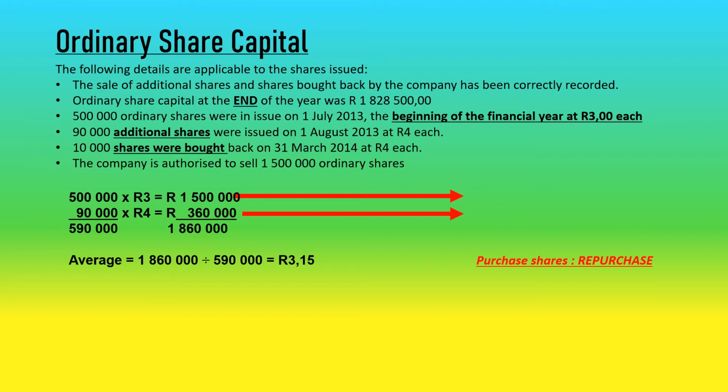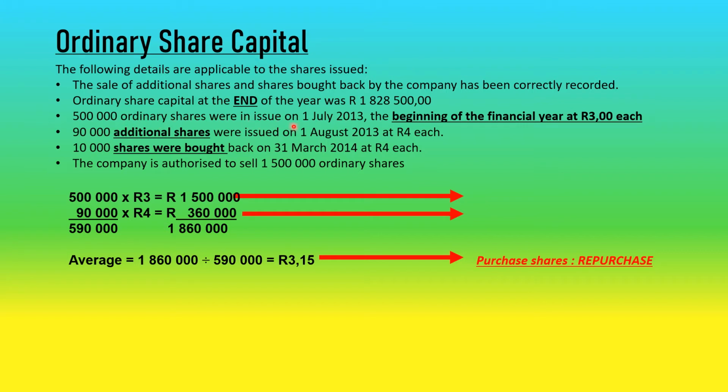Also be mindful when you're dealing with ordinary share capital, don't mix the number of shares with the cost or the price of the shares. Ordinary share capital at the end of the year was 1,828,500, so 1.8 million. So in this 1.8 million, you have included already the additional shares and the shares bought back by the company. It's already included in the 1.8. Therefore, this 1.8 million is your closing balance and not a balance that you will adjust for your question.